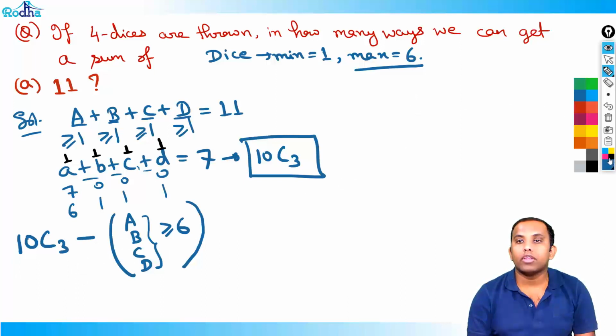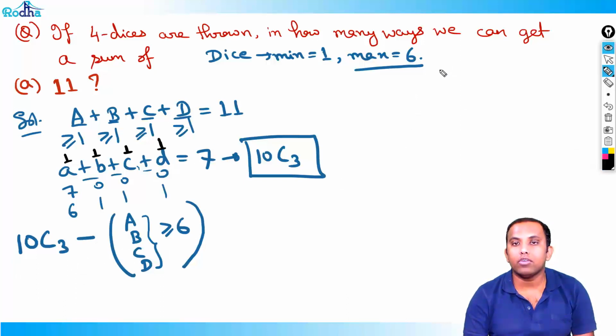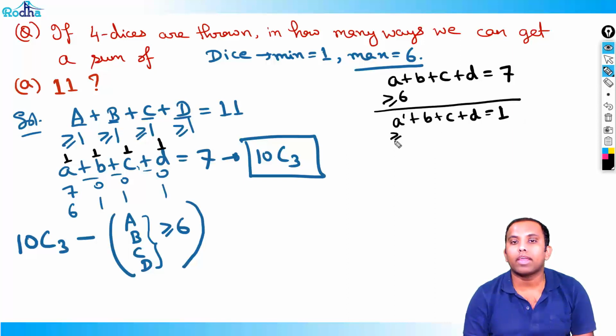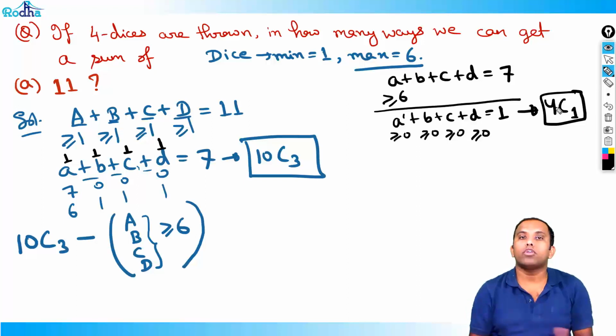So let's write this equation now, where A plus B plus C plus D equal to 7. And I'm subtracting those cases where A is greater than or equal to 6. So if I give 6 to A, that means A' plus B plus C plus D equal to how much? 1. Now all can be 0. So if all can be 0, what is the number of solutions? 1 plus 3, 4C3 or 4C1. Both are the same thing, because 4C3 equals 4C1. So 1 plus 3, 4C3, that is equal to 4C1.